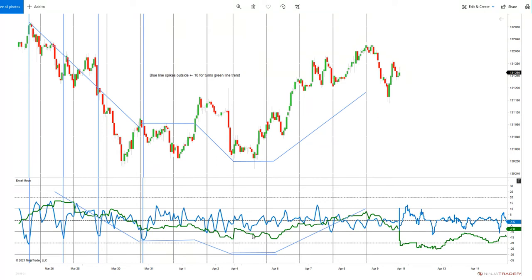Green line flatlines between the 4th and halfway through the 6th. The market's flat. Green line starts tracking up. Trend in the notes continues upward. We've got really nice tracking going on there for the last 2 weeks or so.